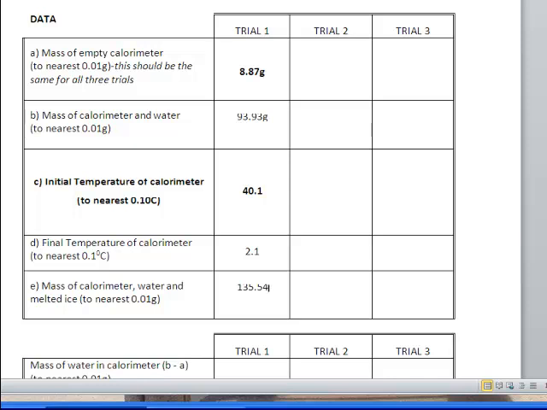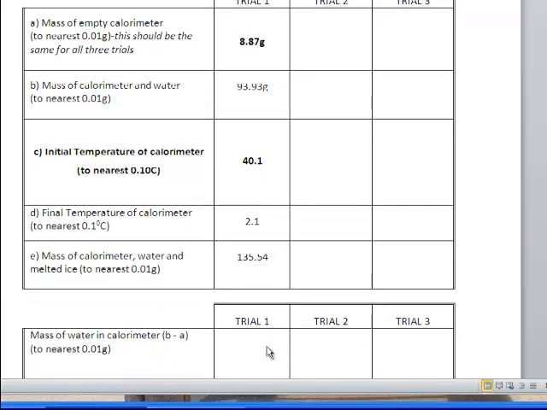Now, the second part, which is for your calculations, is you would go to your second data table. So here in my second data table, I need to figure out how much the water weighed that I poured into my calorimeter. So you want to take B minus A. The B minus A is from the previous table. So B is 93.03 grams minus A, which was 8.87 grams, and I got 84.16 grams. Okay, that's how much my water weighed.